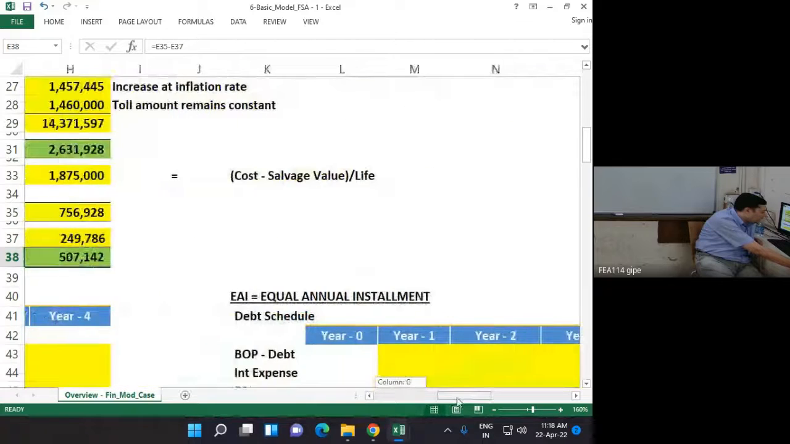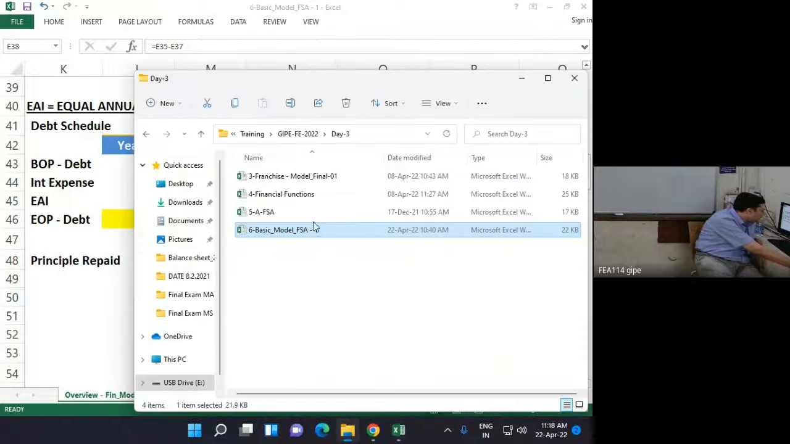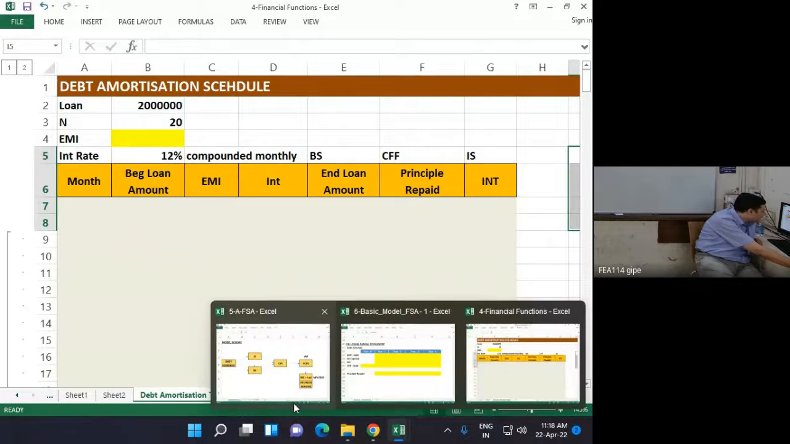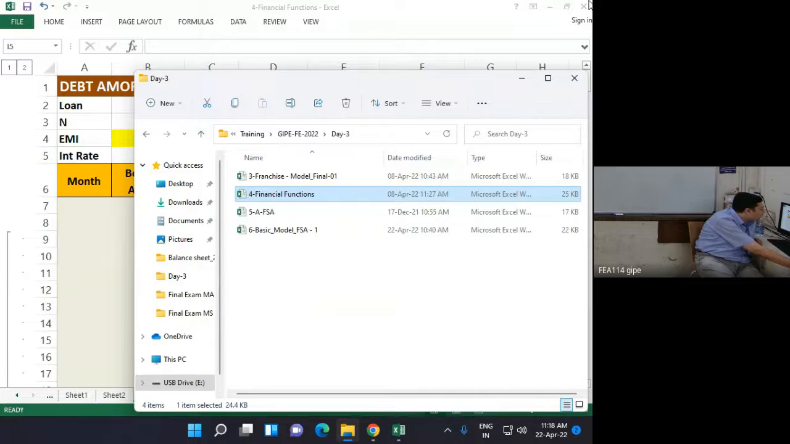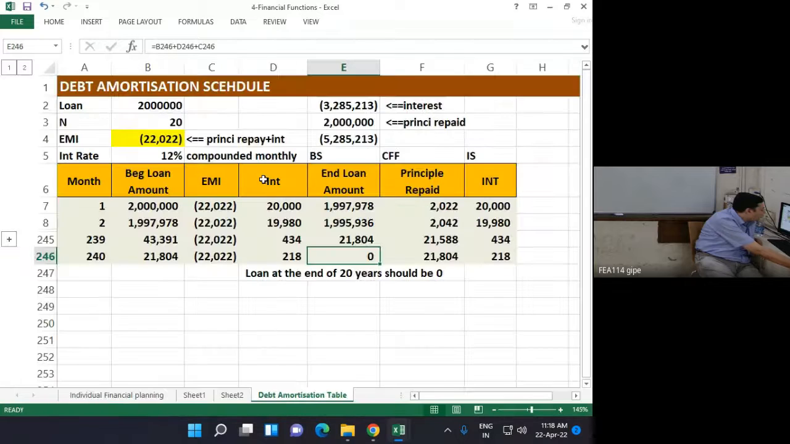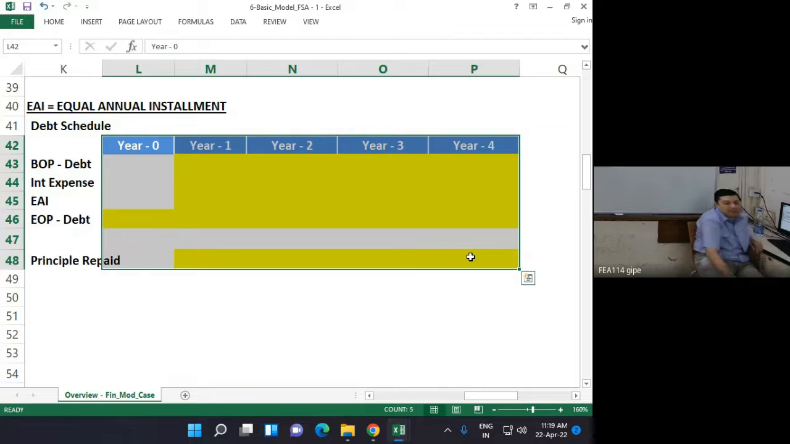Now, let me give you the starting point and then you try to build the debt schedule using file number 4. The amortization schedule that we just made, the same you will be making: opening balance, interest, installment, closing balance. EAI stands for equal annual installment. BOP is beginning of period. EOP, the end of period.